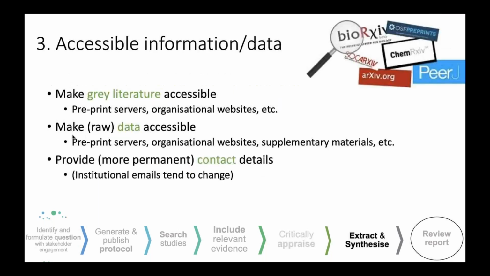of a given intervention. Then also it's very important to make information and data accessible. So especially if primary research cannot be made accessible because of paywalls, then at least gray literature could be made available on preprint servers or organizational websites, and the same with data. And when you are writing your research, it is very important to provide more permanent contact details, because institutional emails tend to change, and contacting authors of primary research is how we access missing information and add it to systematic reviews.